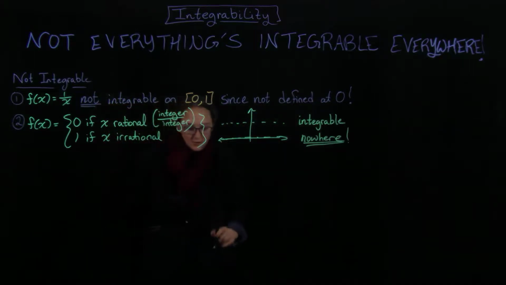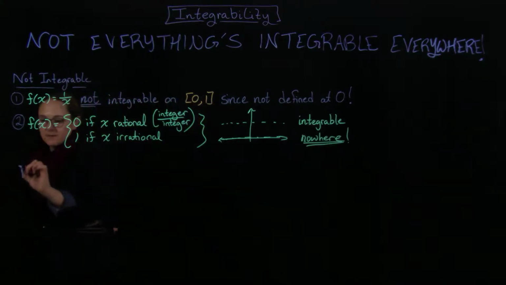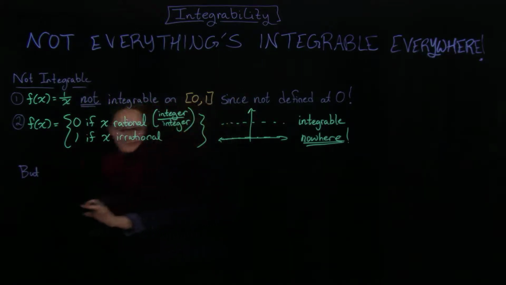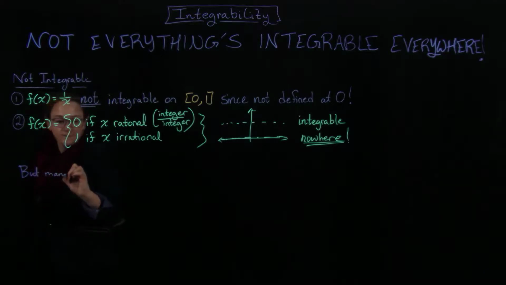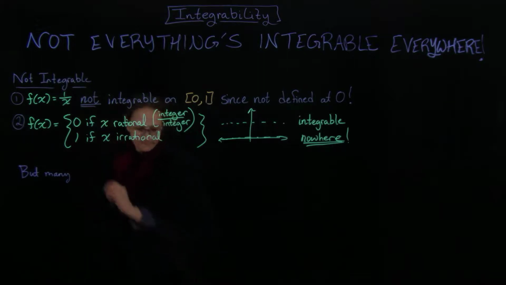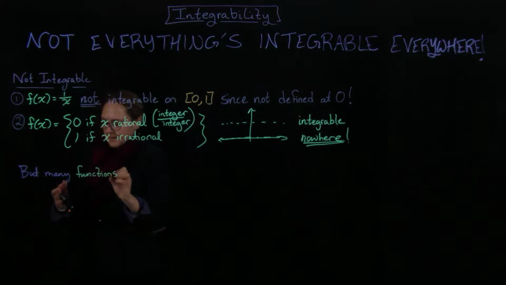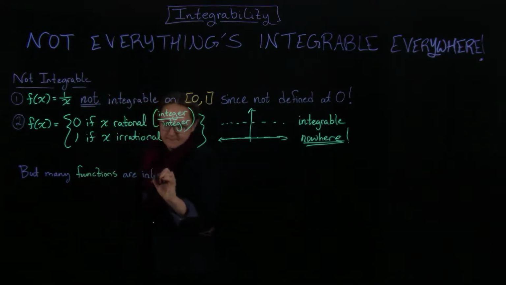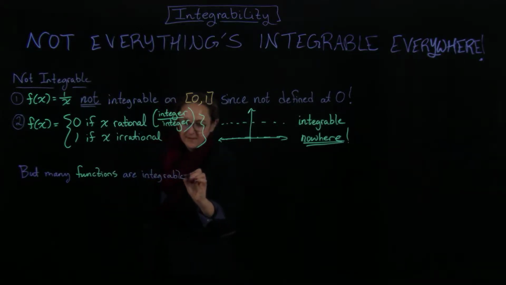But many functions are integrable. The first moral was that not everything is integrable. In fact, you could have things that are integrable nowhere. But many of the functions that we actually like are integrable. And this is where we have this important theorem.